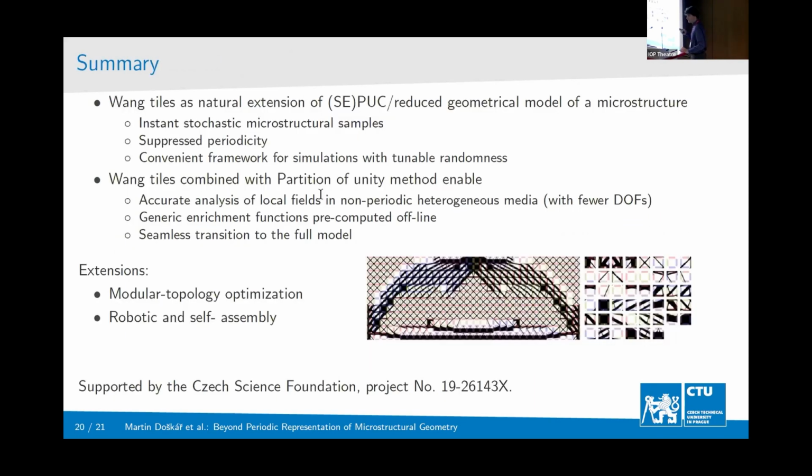And that brings me to the very end of my talk. It had two parts. The first was focused more on the geometry. In this part, I was trying to convince you that this one-tile approach, or modular approach, to microstructural modeling is just a natural extension of what you know as the statistically equivalent periodic unit cell. There are many names for roughly the same concept. It allows you to generate almost instantly stochastic realizations of your microstructure with surface periodicity. And it is also a convenient framework for simulations with tunable randomness.